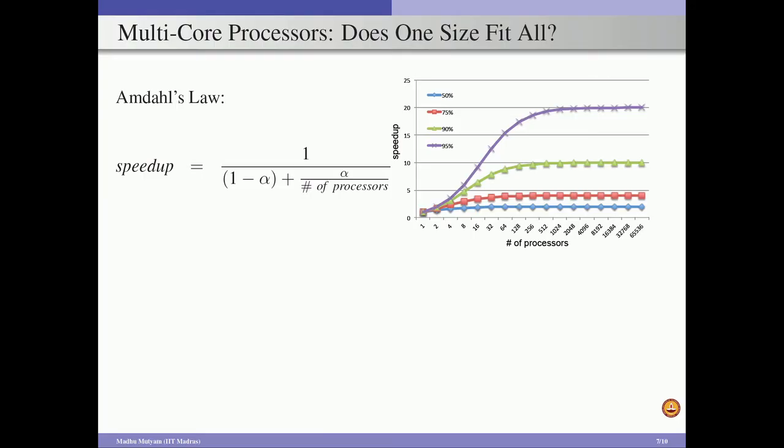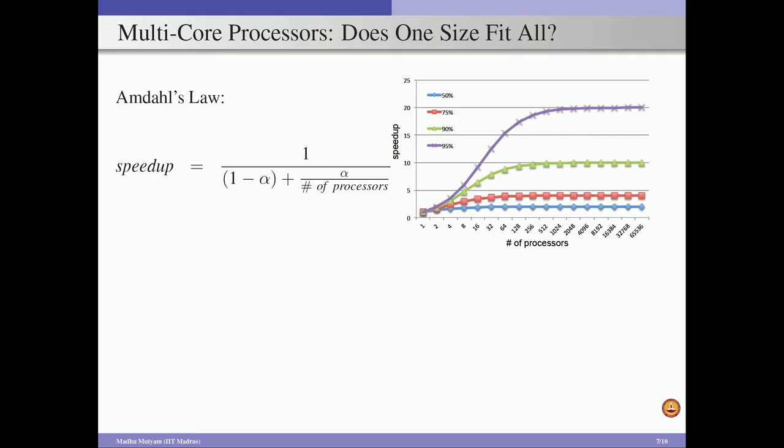Even when we have 95% of the code that is parallelizable, because of this 5% sequential code in the program, we are not gaining a significant speed up in our system, even when we consider 65,536 cores. So, that shows that it is not always a good idea to consider uniform cores in our multi-core system. We can actually go for a heterogeneous multi-core system.